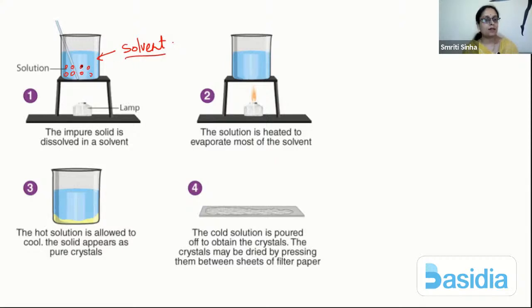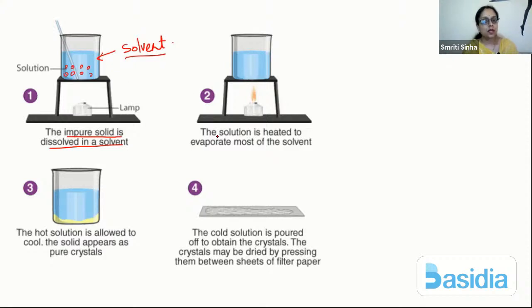So for benzoic acid, water is a good solvent because benzoic acid is very less soluble in water at room temperature and highly soluble in water at high temperature. Now once you start heating this, the impure solid gets dissolved in the solvent, and even the main solid also, and you get a saturated solution over here.